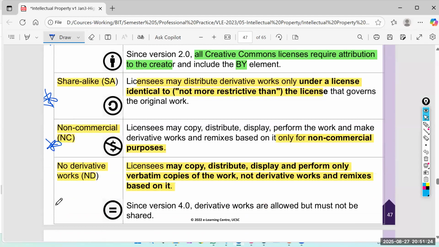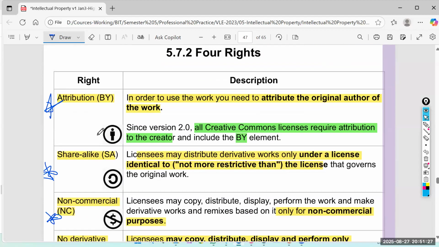What are those aspects? Number one, these symbols are also there so that anyone can easily understand. Attribution. Attribution means if you use my content, you must give me the respect, the attribution. You must mention that it is taken from my content, from this website, this book. So that is called attribution. Attribute the original author of the work. You can use it, but you need to mention that this is taken from this particular author's content.